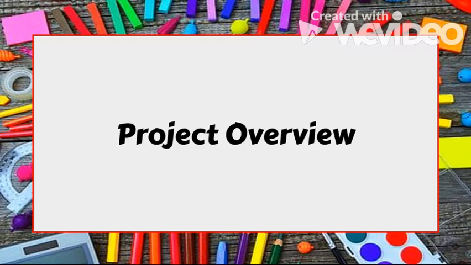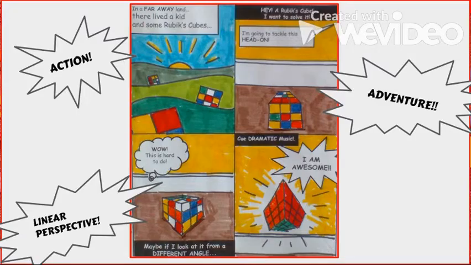We're going to be creating a comic book that shows 4 different types of perspective. The story is about a kid, you, that travels to a world of Rubik's Cubes, discovers a cube that needs to be solved, and after a brief struggle, solves the puzzle. It has action, adventure, perseverance, and dramatic music. Just kidding, it doesn't have any music in it at all.